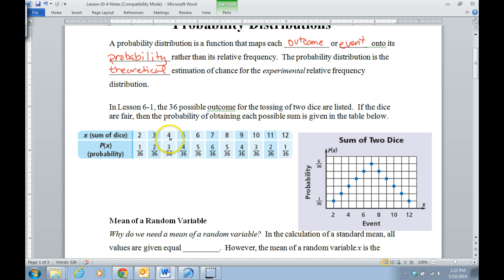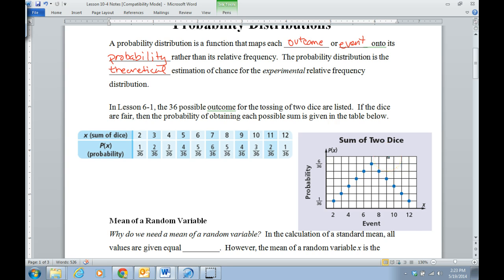Getting a 4, you have a 2 and a 2, a 3 and a 1, and a 1 and a 3. So it's 3 out of 36, right? Okay, so anyway, that's how they came up with these probabilities: there's a total of 36 different combinations that you can make with 2 dice, and then how many times the outcome comes up in those combinations. If you were to graph that probability, you're going to notice that it looks like this, where 7 is the most probable of them.